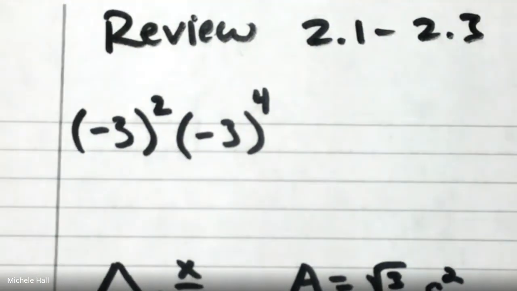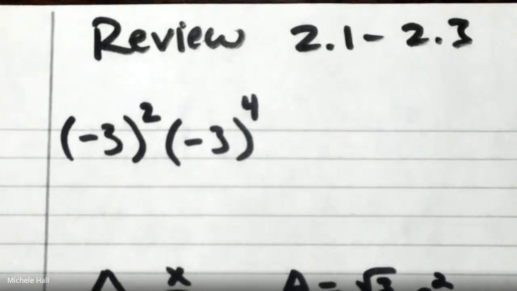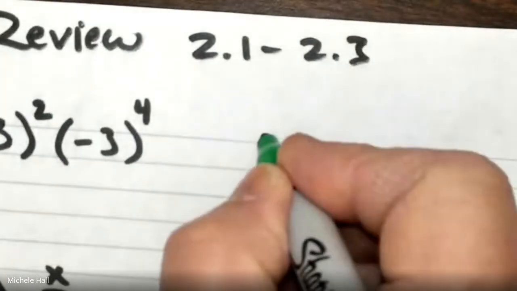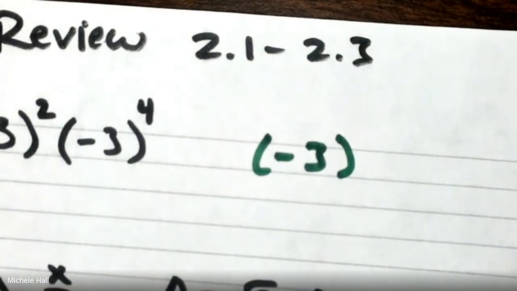Okay, so on this right here, I need to do this problem. The first thing you need to ask yourself is, does it have a like base? I'm multiplying, does it have a like base? What is the base? This is the base, exactly like that. And then you add your exponents.